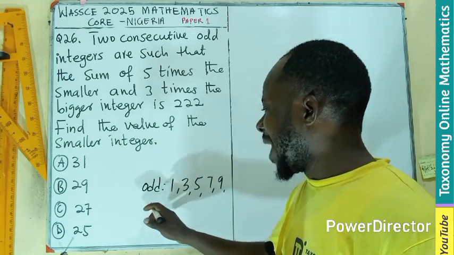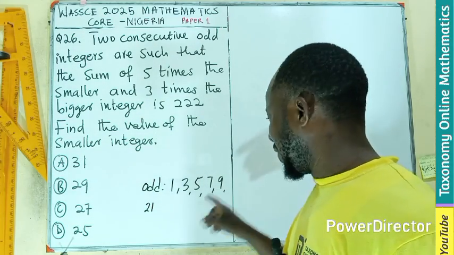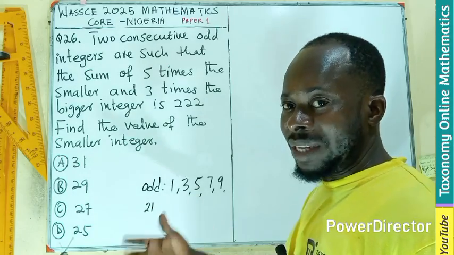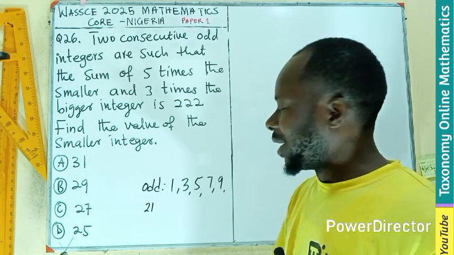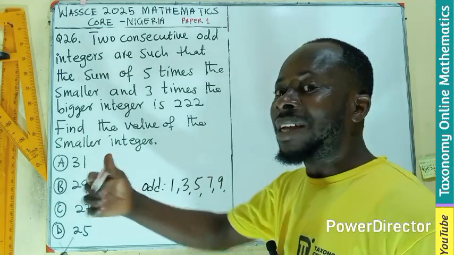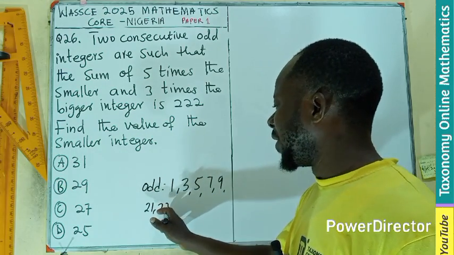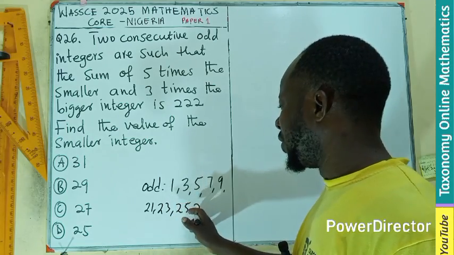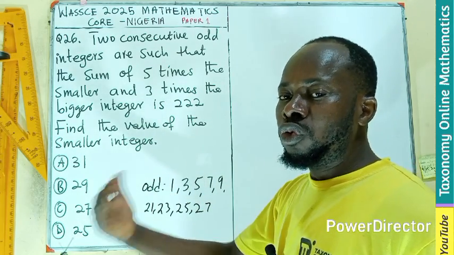So let's say I mention 21. This is far away from the 9. 21 is an odd number. It's not divisible by 2 without a remainder. So the next consecutive number, meaning following that, is going to be 23, 25, 27. You can see that they all have an addition of 2, 2, 2, 2, 2.